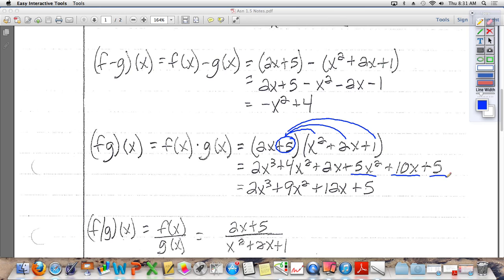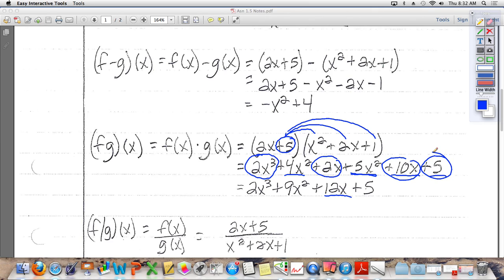I started off with a 2x cubed because that is my highest power. 2x cubed comes first. Then I added together all the squareds. So you have a 4x squared and a 5x squared, giving you a total of 9x squared. Notice that when I'm adding the terms together in the end, I do not change their powers. The square did not change. Now we have 2x and 10x, giving me a total of 12x, and then I have a plus 5 at the end.